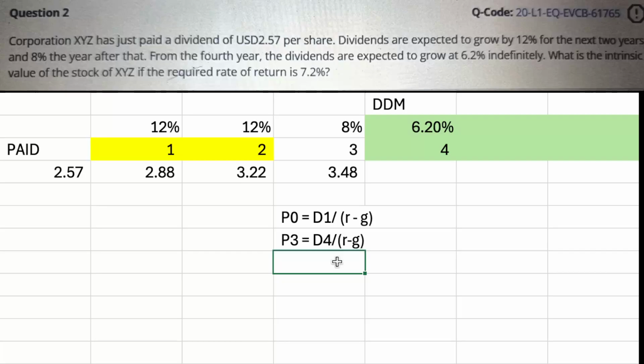Meaning, what we'll do is that we get P3 from dividend year 4. Let's calculate the dividend year 4 first. 3.48 multiplied by 1.062, because it's growing by 6.2%. So it will be about 3.7.